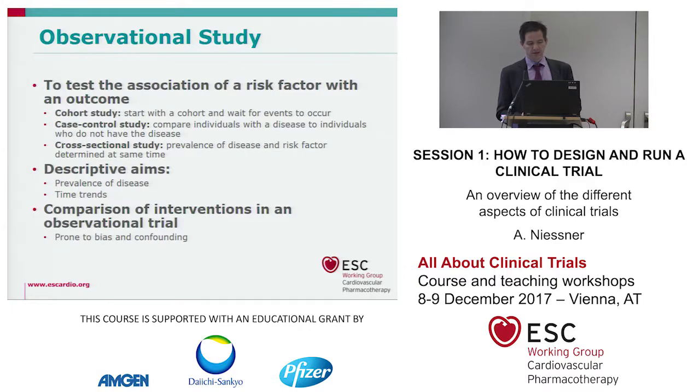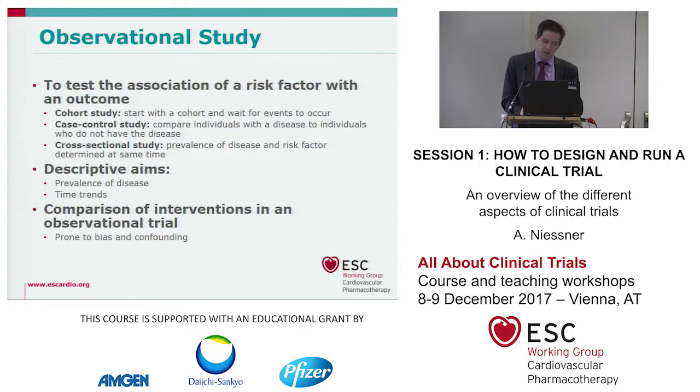If you have a disease with a rare outcome, you should rather do a case control study, so you compare individuals with a disease to individuals who do not have the disease. So you already have some patients identified, for example, 100 patients with a rare disease, and then you compare them to a group without the disease. You could also do a cross-sectional study just to assess prevalence of disease and risk factors at the same time. And then the question could also be just descriptive. So this is to assess the relationship between the risk factor and the outcome.